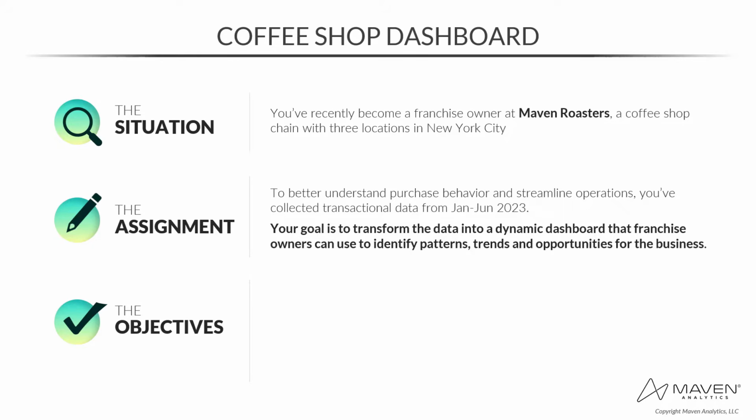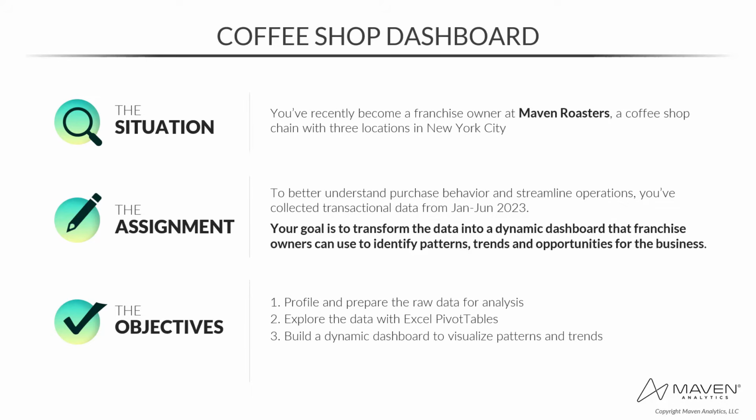And your goal here is to transform that data into an interactive, dynamic dashboard that you and other franchise owners can use to identify patterns, trends, and opportunities for the business. So we're going to break things down into 3 core objectives. Objective 1 is all about profiling and preparing that raw data for analysis. Objective 2 is about exploring the data using Excel pivot tables. And finally, Objective 3 is about bringing that data to life and designing and building a dynamic dashboard to visualize patterns and trends in the data, and ideally come up with some interesting recommendations for the Maven Roasters business.